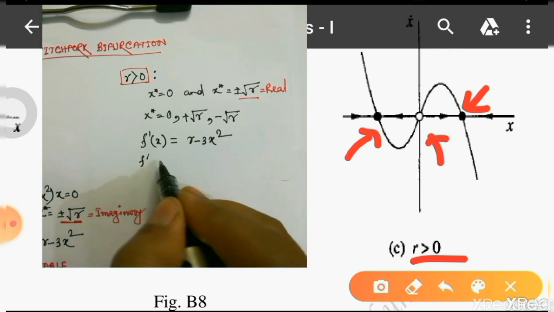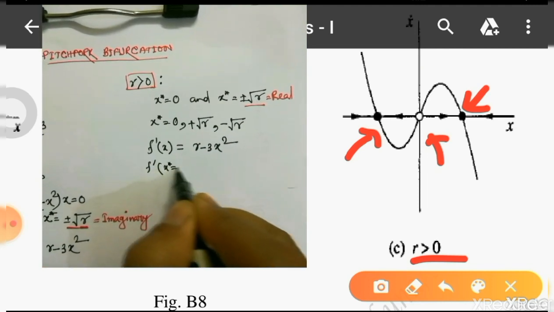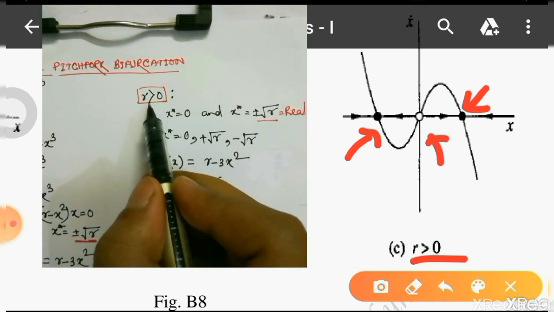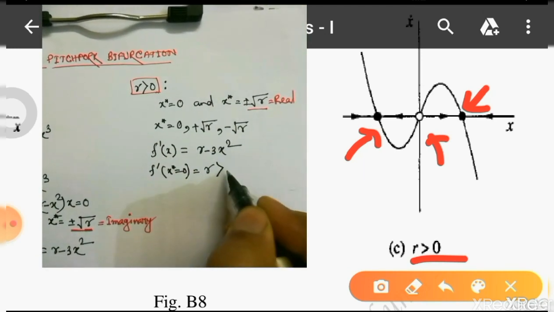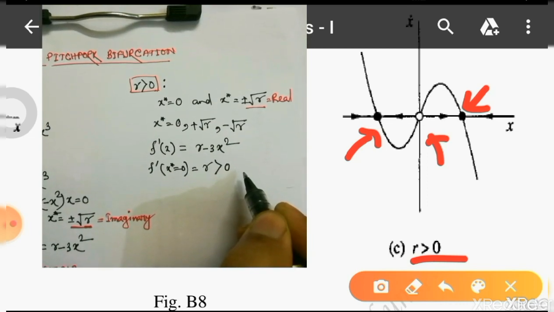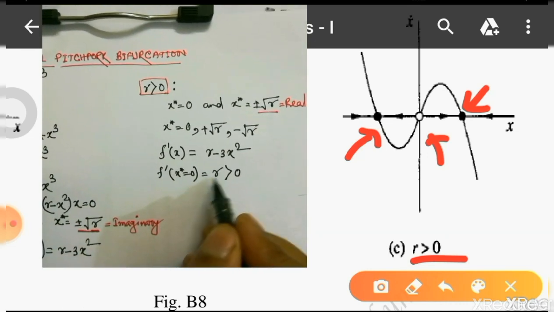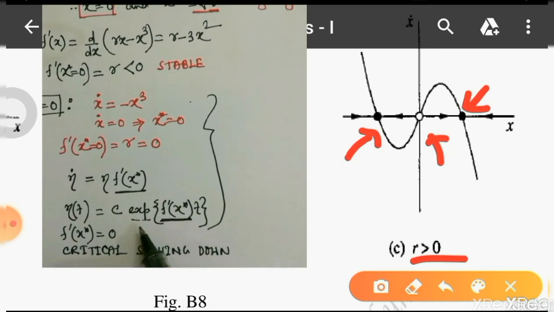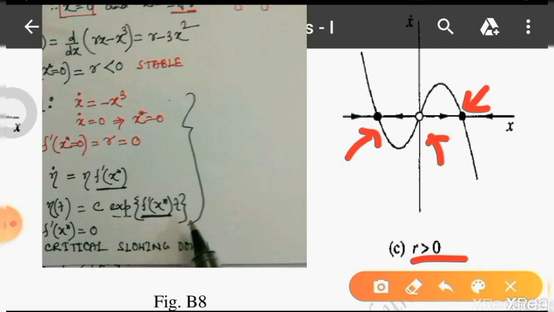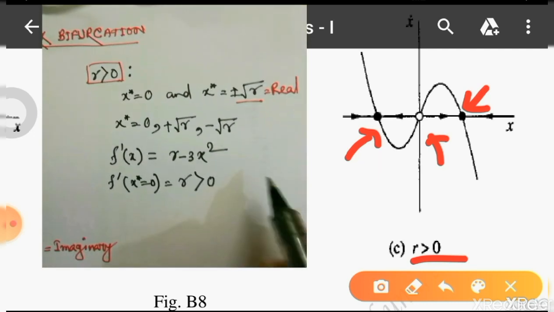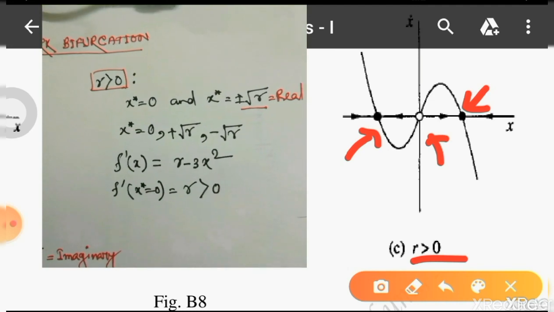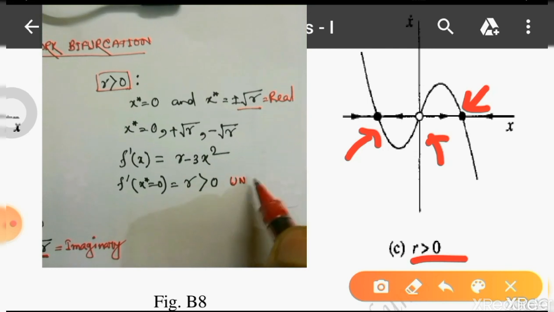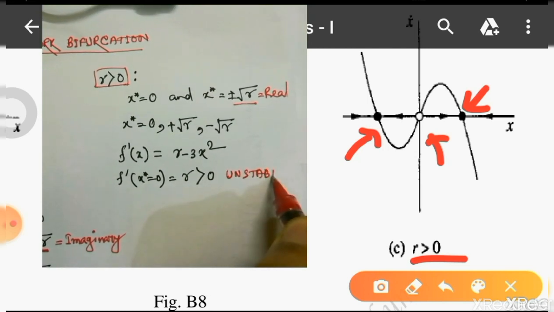Now, if we evaluate f prime of x at the origin, then this is equal to r, and the condition is r greater than 0. Therefore, this will be greater than 0, and since f prime of x is greater than 0, the perturbation will grow with time. Therefore, the fixed point will become an unstable one. This becomes an unstable fixed point.